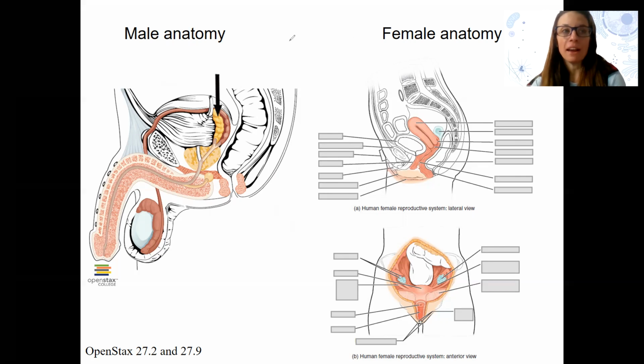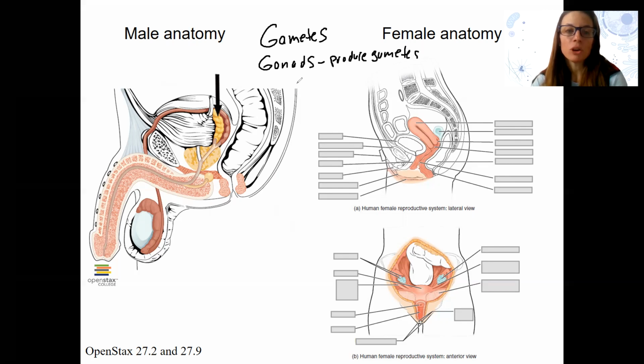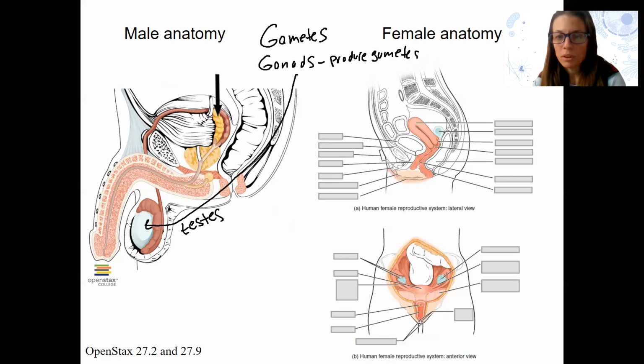Males and females all have gametes, so they're all going to produce gametes. They are produced in the gonads. Our gonads are going to be testes, singular is testis, in males, and here and here are ovaries in females.